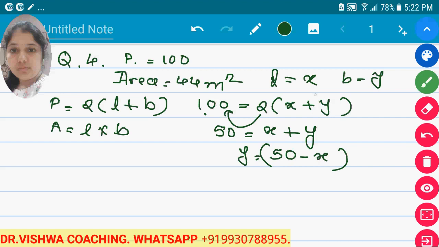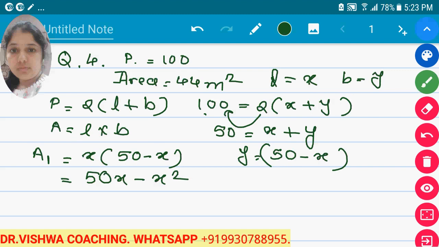We had converted the equation in one variable. Okay, now we will use, instead of this y, 50 minus x. Now see, now the length is x, breadth is 50 minus x. So what will be the first area is x into bracket 50 minus x. So area becomes 50x minus x square. Okay, so this is the area.